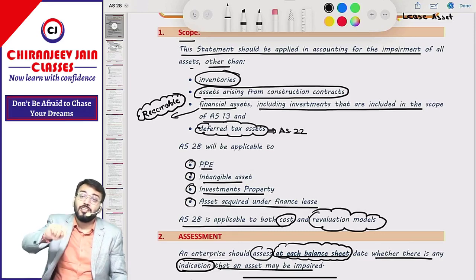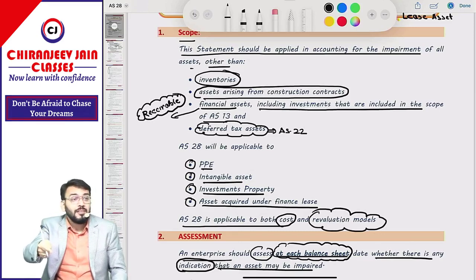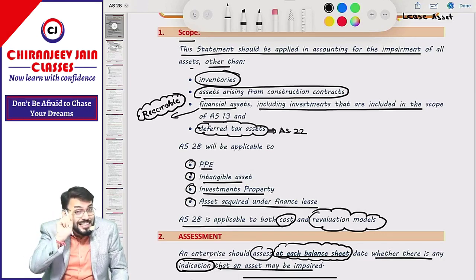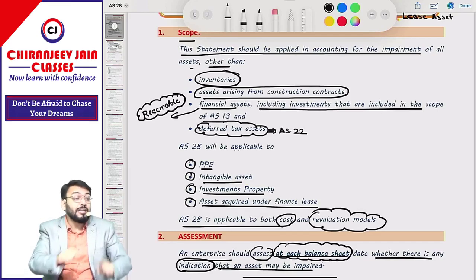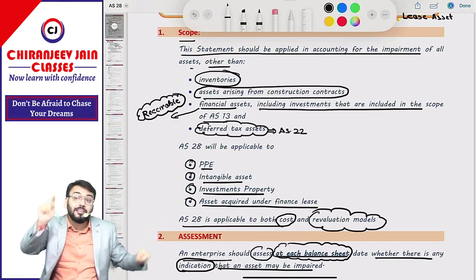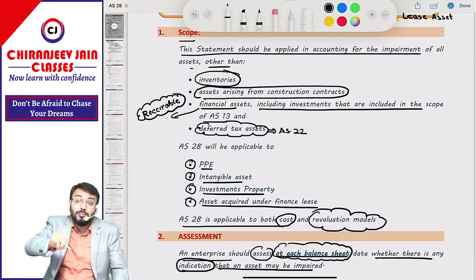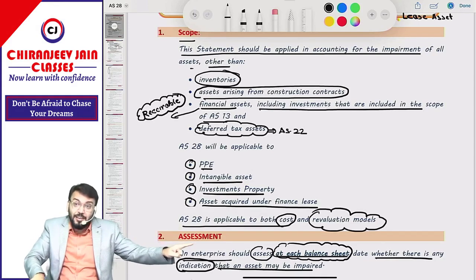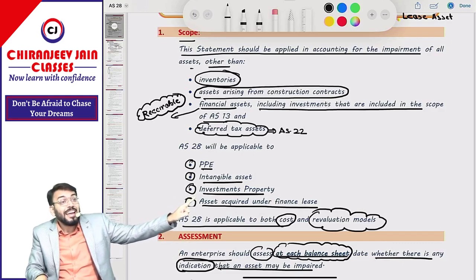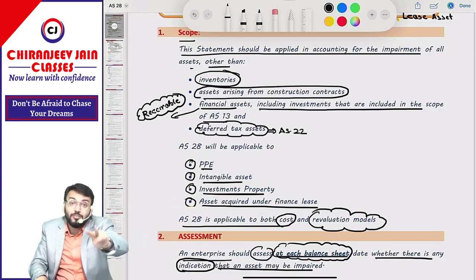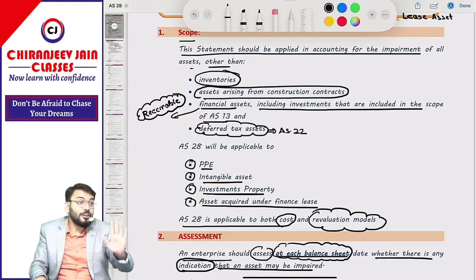And revaluation will be done every year, but impairment will be done only in case of an indicator. Revaluation can be done at any point of time during the year, but impairment will be done only on 31st March. So there is a difference between impairment testing and revaluation. Revaluation is as per AS10, impairment is as per AS28. So they are both different, they are not same.